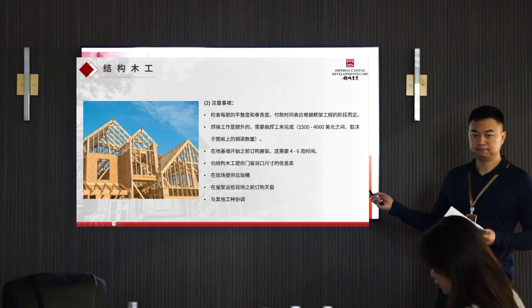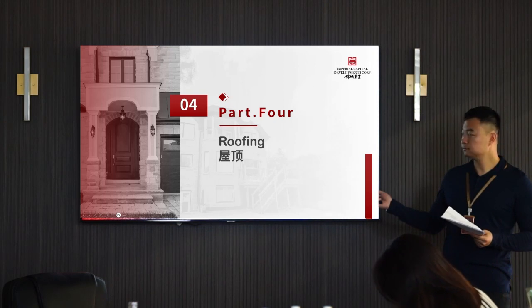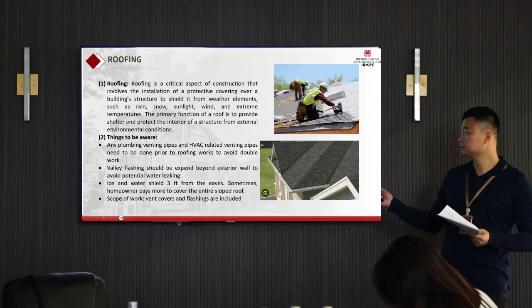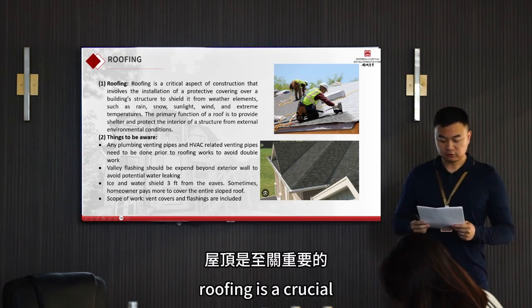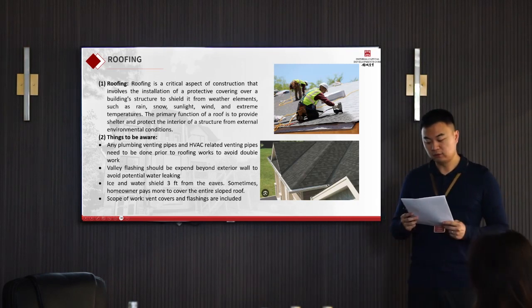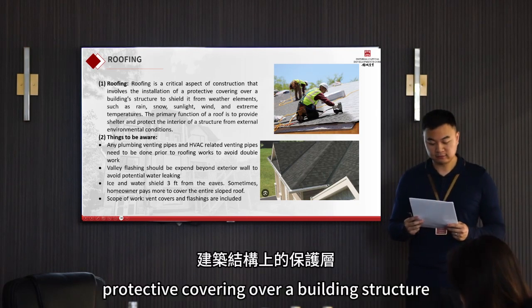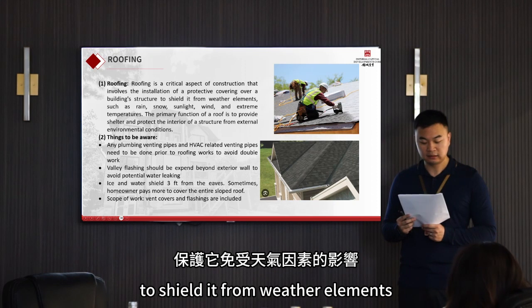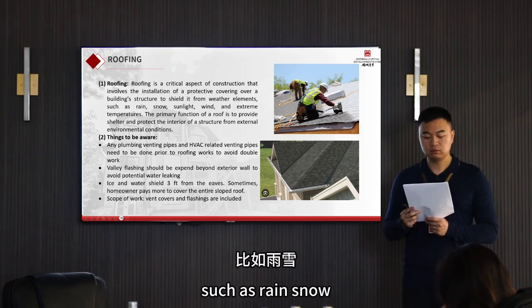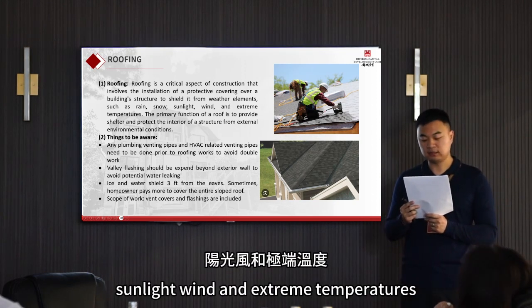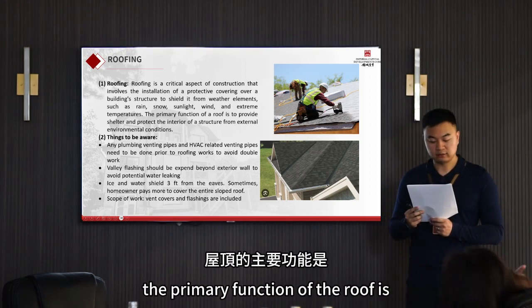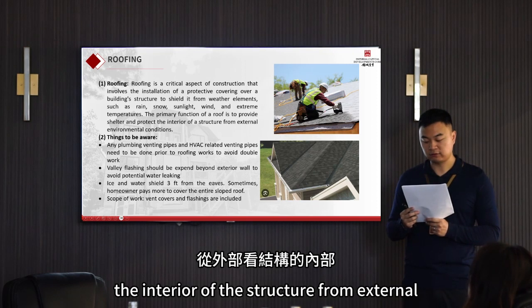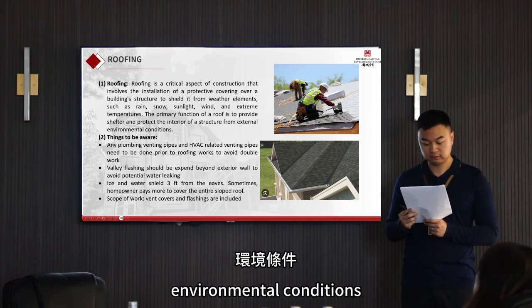Roofing. Roofing is a crucial aspect of construction that involves the installation of protective covering over a building structure to shield it from weather elements, such as rain, snow, sunlight, wind, and extreme temperatures. The primary function of a roof is to provide shelter and protect the interior of the structure from external environmental conditions.